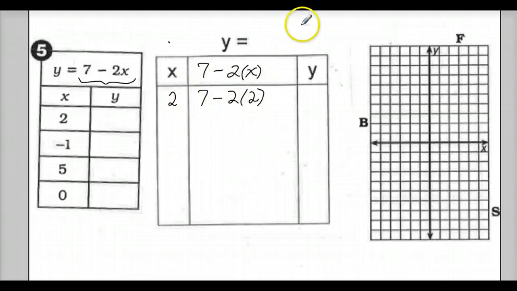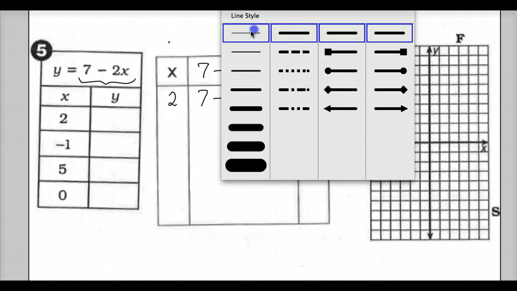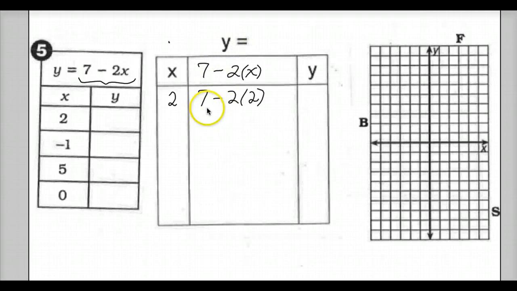So if we change colors for our next step, we see that we do order of operations. Negative 2 times 2 is negative 4. 7 minus 4 is 3. So our y value is 3. Now this here makes an ordered pair, and we've graphed with ordered pairs this year very briefly at the beginning. So this ordered pair is (2, 3). Now that will be our first ordered pair that we do on our graph.